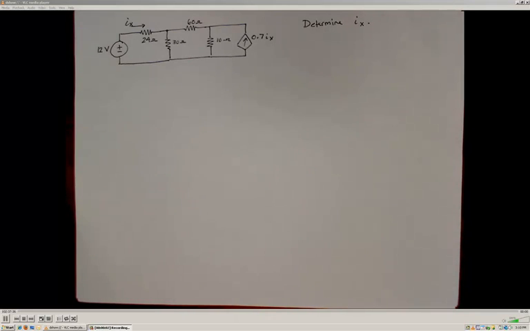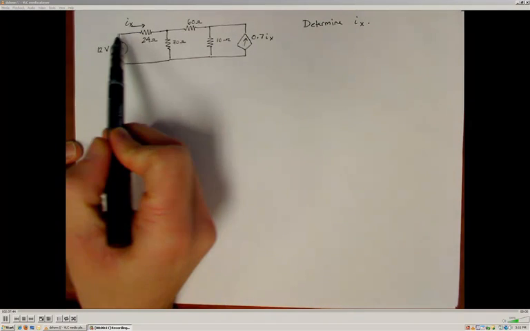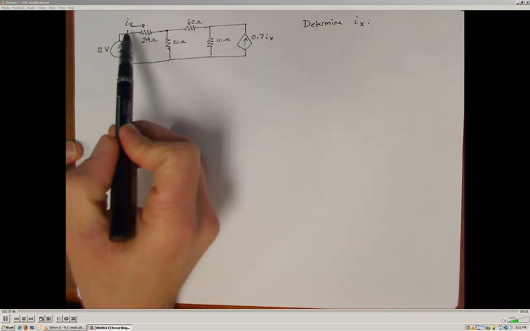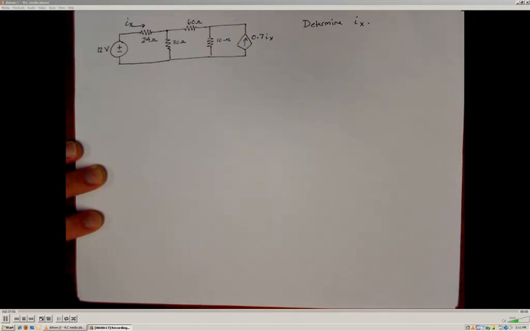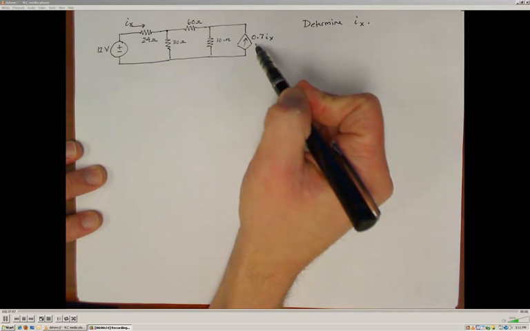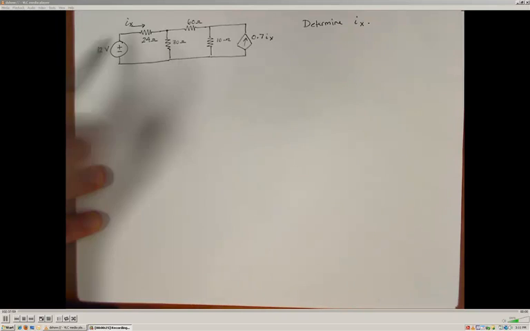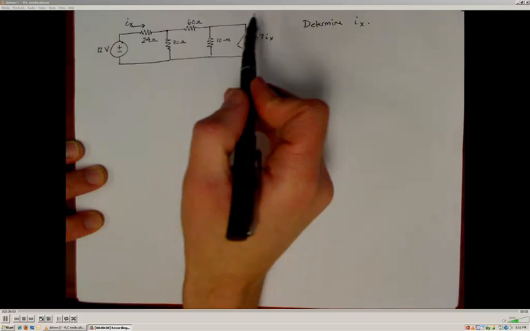Here I'm going to demonstrate using source transformations to again determine a circuit parameter, and in this case we're looking for the current that is being delivered to this circuit by this 12 volt supply. The complicating factor that we have here is that we also have a dependent current source which is providing 0.7 times the current through that 24 ohm resistor to this node in the circuit.